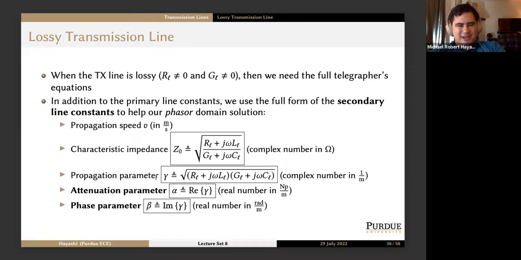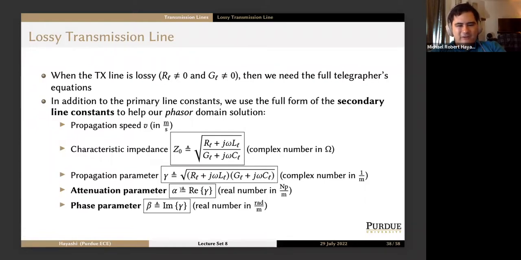We'll talk about a propagation parameter, lowercase gamma, square root of quantity R_L plus j omega L_L, close quantity, times quantity G_L plus j omega C_L, close quantity. A complex number in 1 over meters. Because remember, each of these coefficients has units of ohms per meter, henries per meter, siemens per meter, and farads per meter.